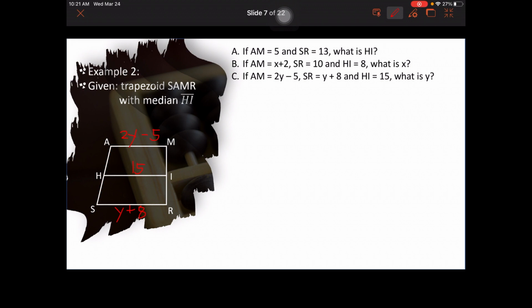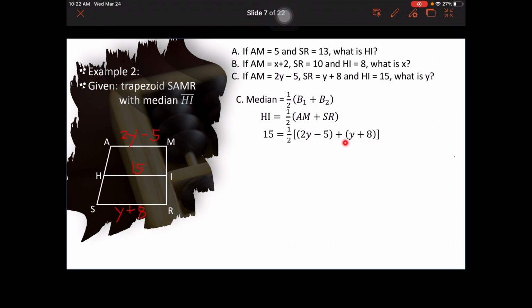The same process pa din po, or the same formula. We have the median is equal to 1/2 times the sum of two bases. Ayan. The same. Substitute lang po natin yung given. Ayan. 15 is equal to 1/2 times the quantity of 2y minus 5 plus the quantity of y plus 8. Yan. First thing to do is to simplify yung nasa loob ng bracket. Ito po. 2y plus y is 3y. Negative 5 plus positive 8 is 3.